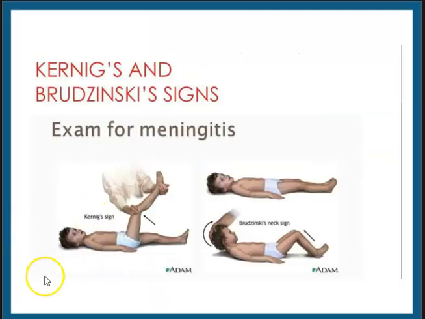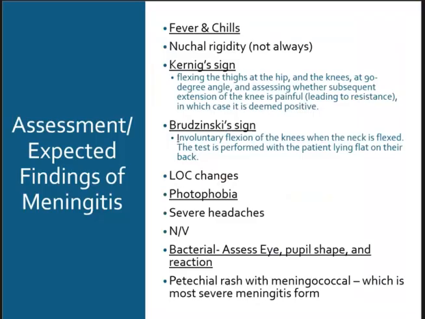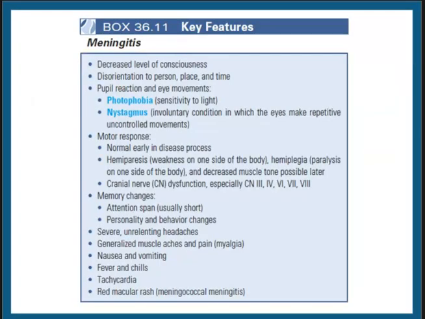So your Kernig's, you flex the hip and the knee, and there's going to be more pressure. Now if you flex the neck and the knees, and there's pain and pressure there, that's a positive sign. So again, fever, chills, Kernig's, Brudzinski's, photophobia, bacterial is going to be assess your eyes.